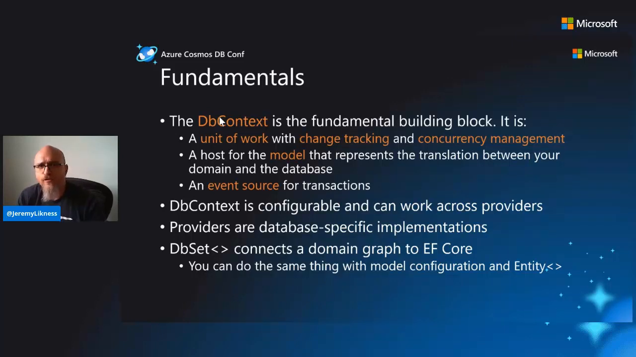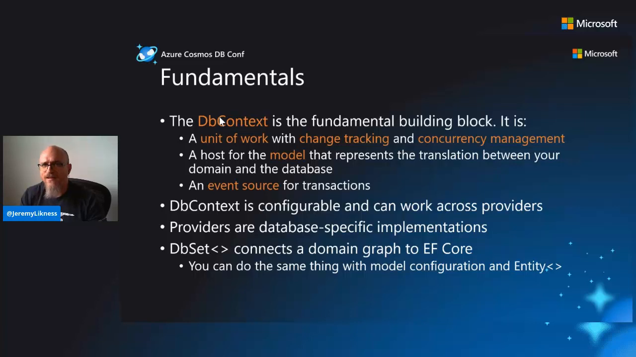I can also use attributes for some of that configuration, so there's flexibility. It's also an event source for transactions. It emits events when interesting things happen. We'll take a look at how we can tap into that in a second. It's configurable, so it works across providers. It's common, for example, to use an in-memory version of the provider or SQLite for a light local database for unit tests and other scenarios. But it is important to note that the providers are database-specific implementations, so they understand the nuances of the database. A query that I can write against one database may not translate to the other, and Entity Framework Core will throw exceptions or warnings to let you know when those issues are encountered.